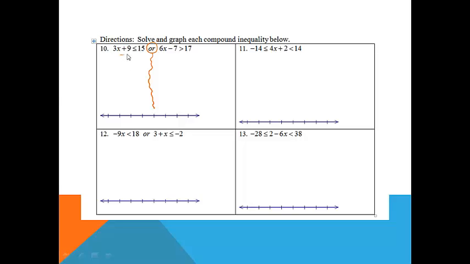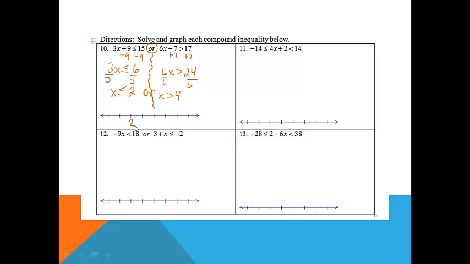Okay, in this first problem, we're going to subtract 9 from both sides. So I'll have 3x is less than or equal to 6, and then I'll divide both sides by 3. I'll get x is less than or equal to 2. Okay, and then I'll work that second part of the problem just like normal. So I'll add 7 to both sides. I'll get 6x is greater than 24. Just divide both sides by 6, and I get x is greater than 4. And then I will bring the word or down, so either one of those answers would work.